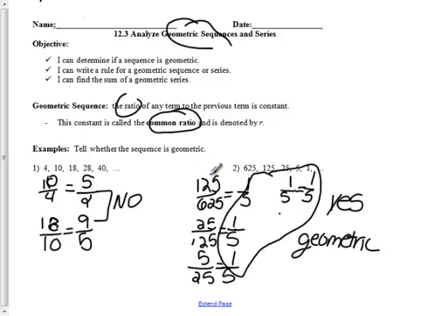Alright, so that is how we determine if it is geometric. We set the second over the first, the third over the second, the fourth over the third, to see if we have a common ratio, meaning that all of them are the same. In this case, they were all 1/5. Alright, let's move on to our next objective.